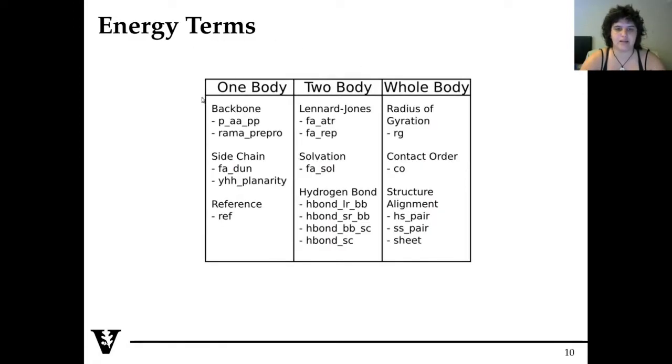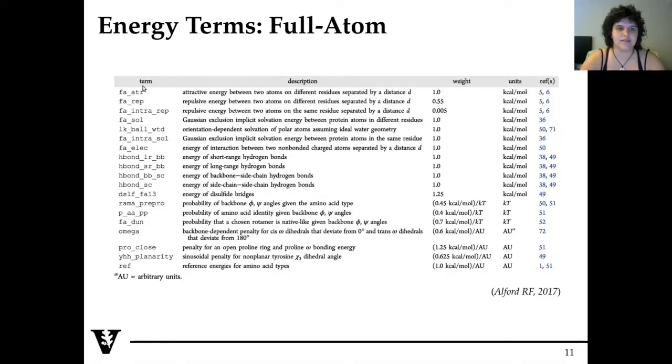And here there are examples for each of them. For one body, for example, the backbone is considered one body. For two bodies, we have Lennard-Jones, which calculates the energy between two atoms based on the distance. And for whole body, we have, for example, the radius of gyration. Now, this is a list of all the more common energy terms that are used.